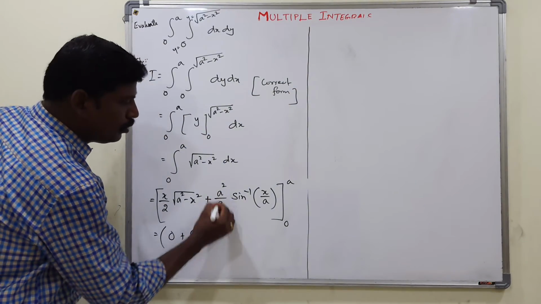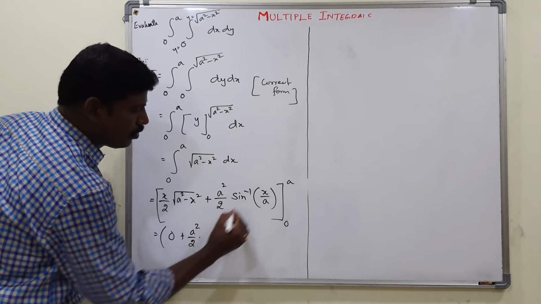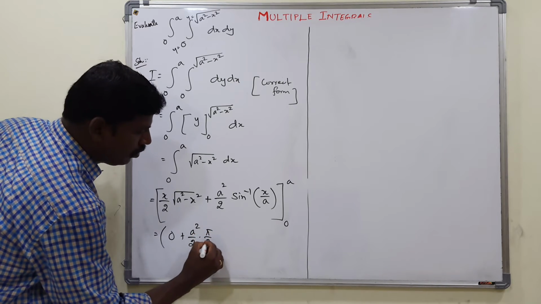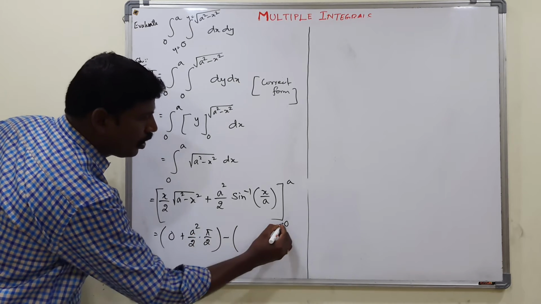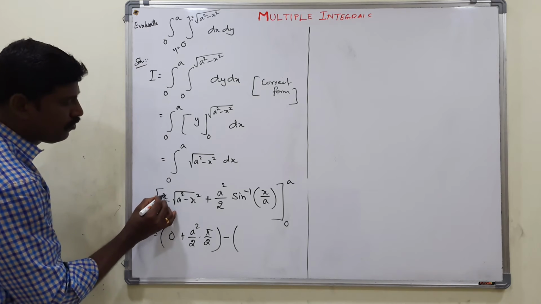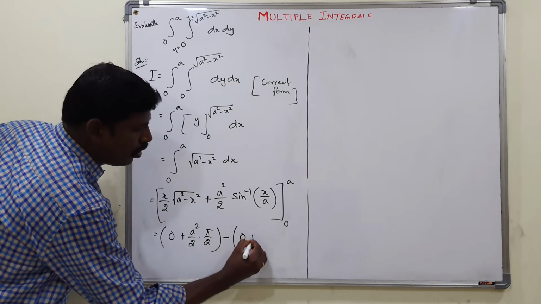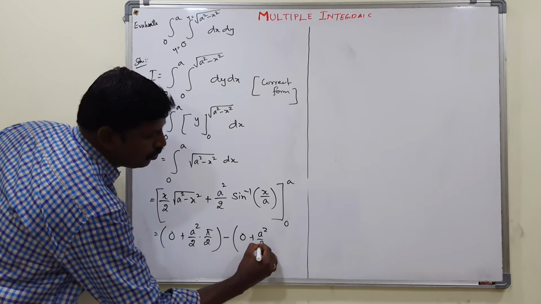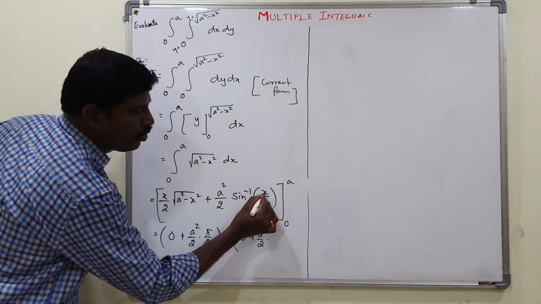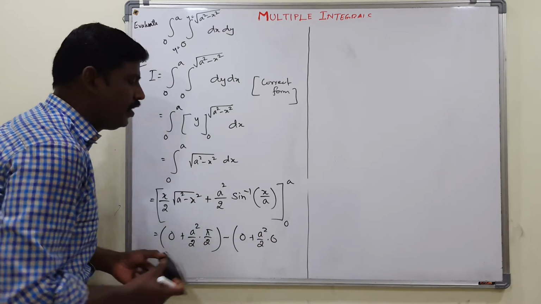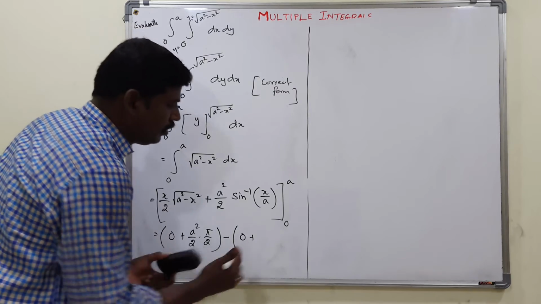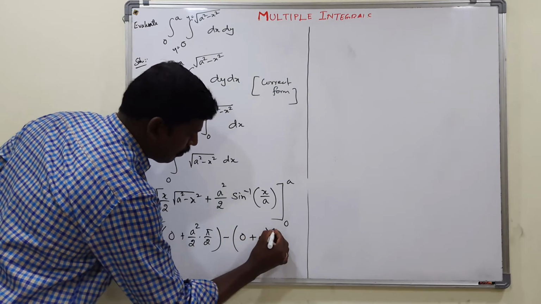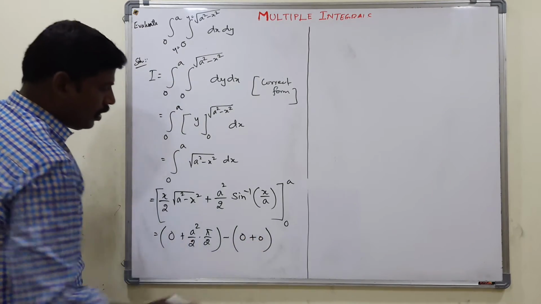So a square by 2 into sine inverse of a by a, that is sine inverse of 1, which is pi by 2. Minus the lower limit 0. When we substitute 0 for x, the entire terms become 0 plus a square by 2 into sine inverse of x, and x becomes 0, so sine inverse of 0 is 0. So every term becomes 0, so no need to write it. Just for your understanding, I write it here. This is for the upper limit and this is for the lower limit.